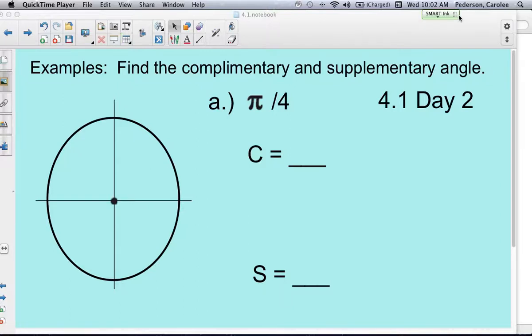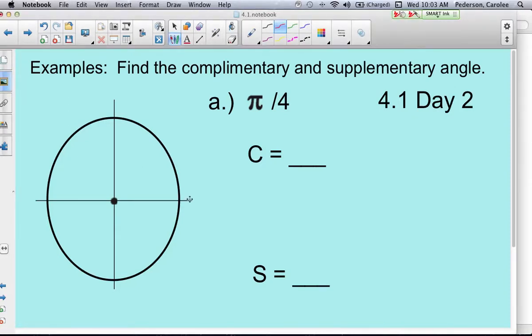All right, this is 4.1, day 2, part 3. We want to find the complement and the supplement of this given angle pi over 4. So we've graphed pi over 4 already. Here is 0 radians. Split up into 4 equal parts, so there's our theta.